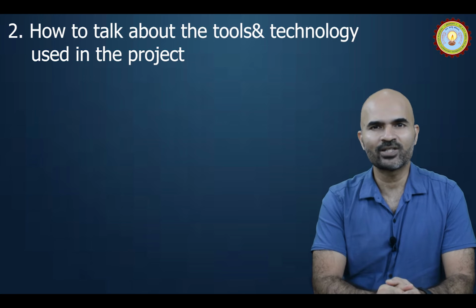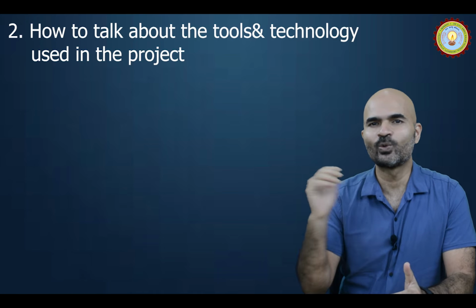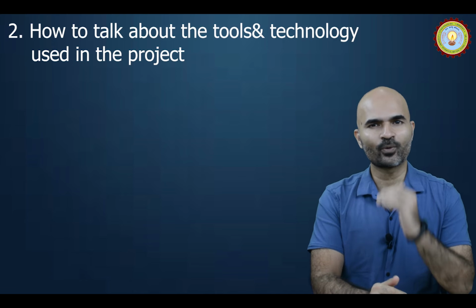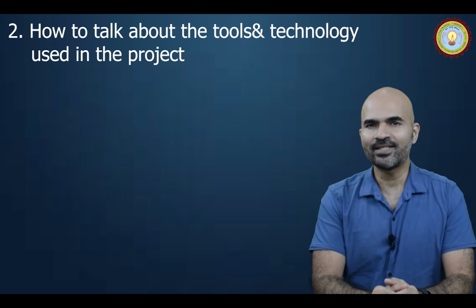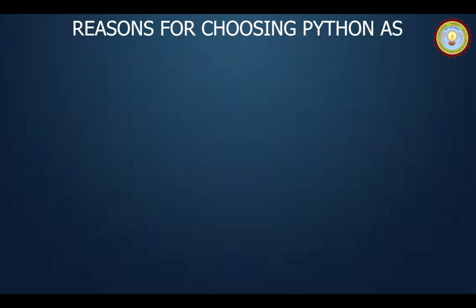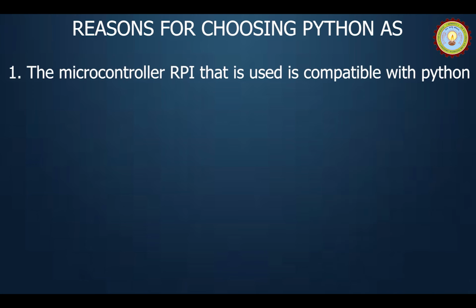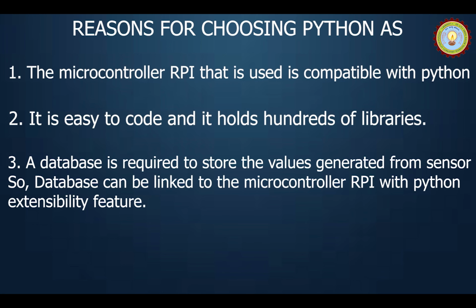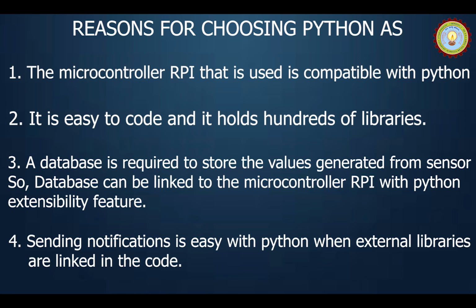The interviewer will judge you based on the explanation you provide for choosing a particular tool, as there are many different tools available. For example, for a project on a home automation system, if someone used the Python programming language, then they can mention the reasons for choosing Python, as the microcontroller RPi that is used is compatible with Python. It is easy to code and it holds hundreds of libraries. A database is required to store the values generated from sensors, so the database can be linked to the microcontroller RPi with Python's extensibility feature. Sending notifications is easy with Python when external libraries are linked in the code.